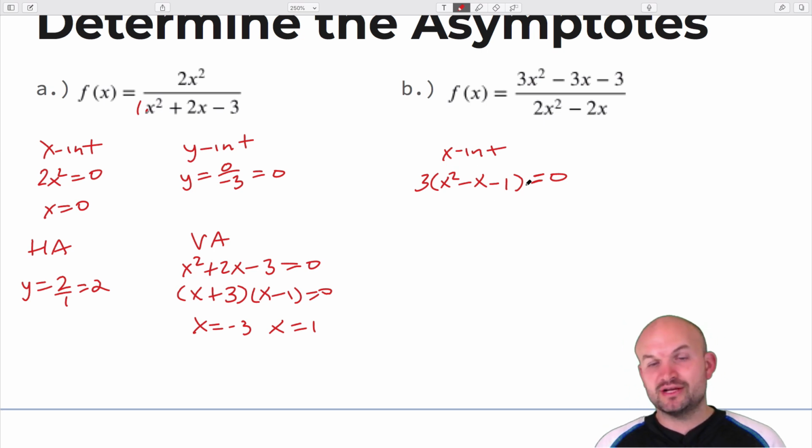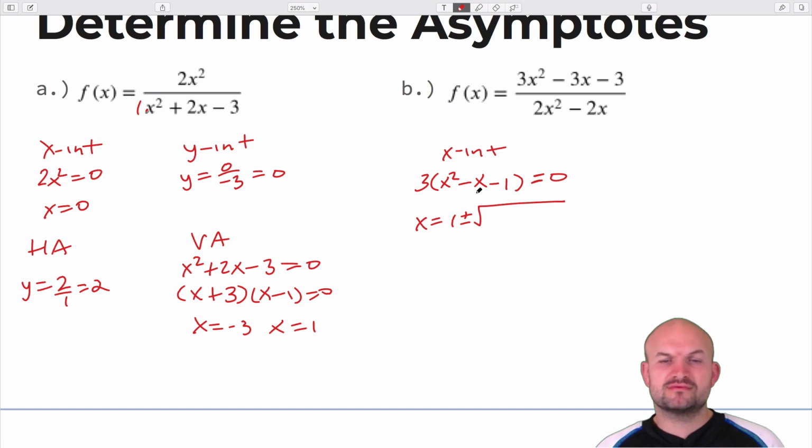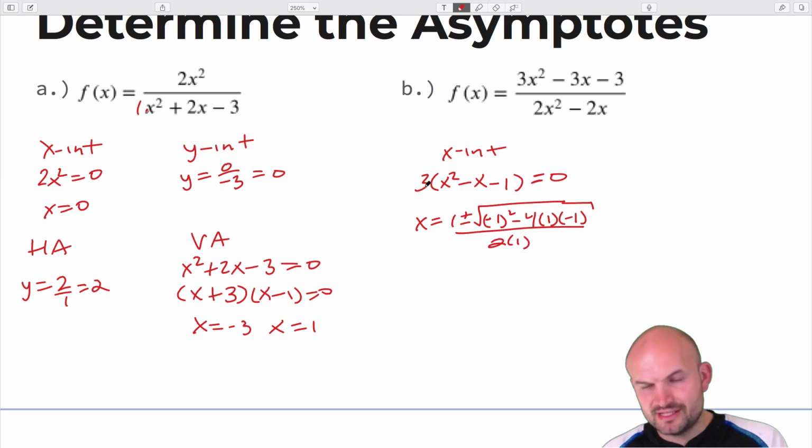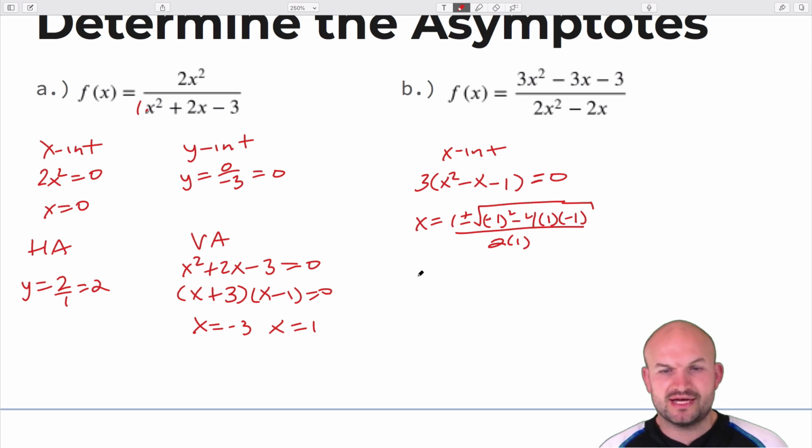Again, I'm going to want to use the quadratic formula here. I don't want to use the 3. That's going to make the quadratic formula even more difficult. So it's going to be 1 plus or minus the square root of the -1 squared minus 4 times a times c, all over 2 times a. Again, I'm not using this 3 because the 3 technically, the first step I would do would be divide by 3 on both sides, right? So my x-intercepts, let's see, that's going to be 1.